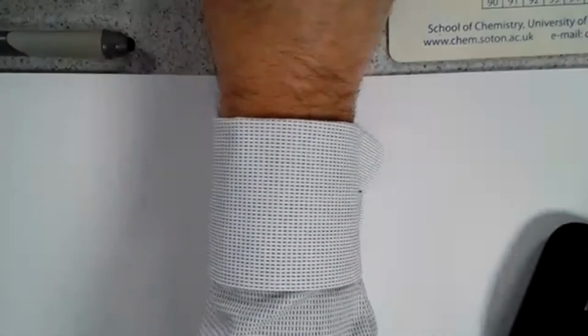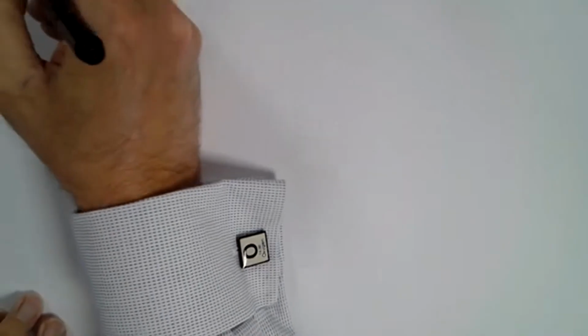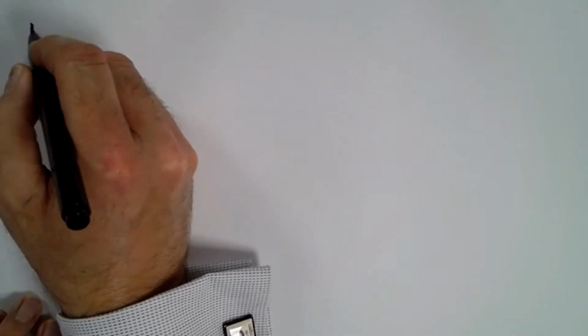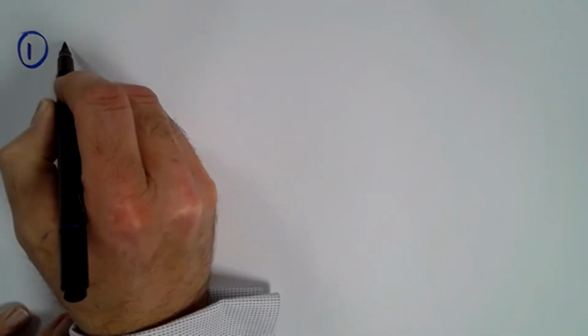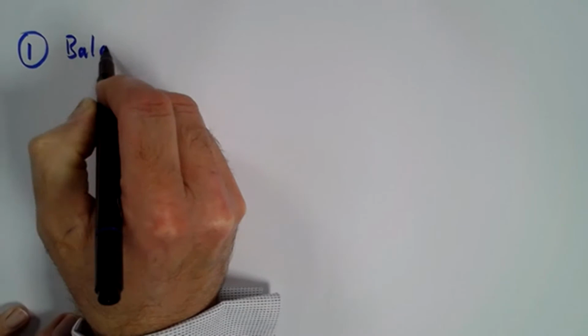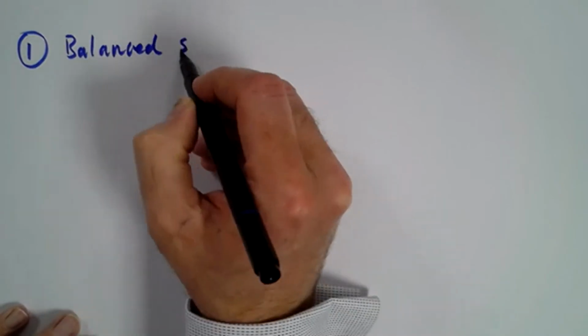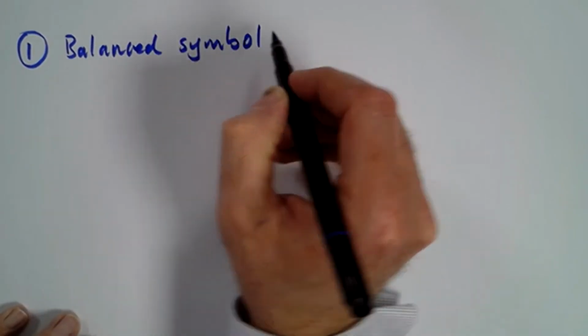Okay, let's swap my screen around. Some key things that I do when I'm working out these answers: first thing we're going to do is identify, we're going to write out the balanced symbol equation.